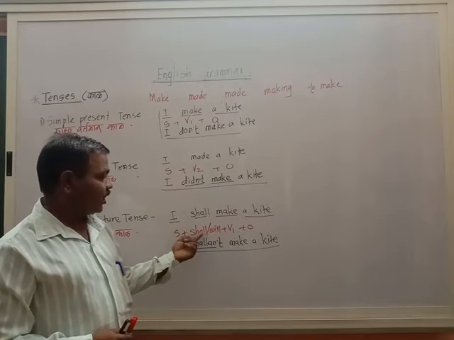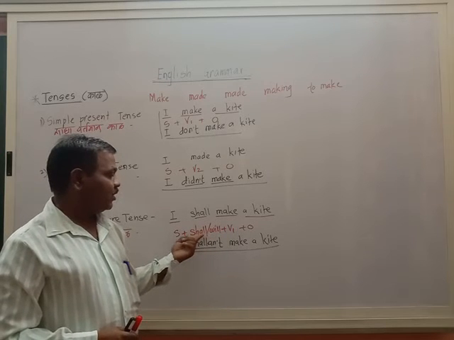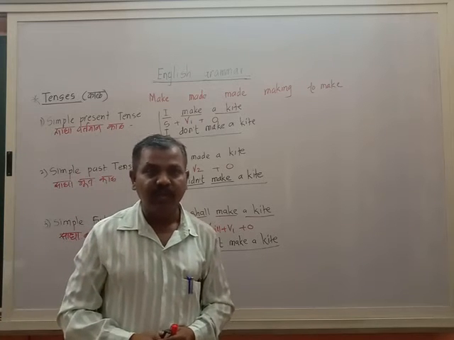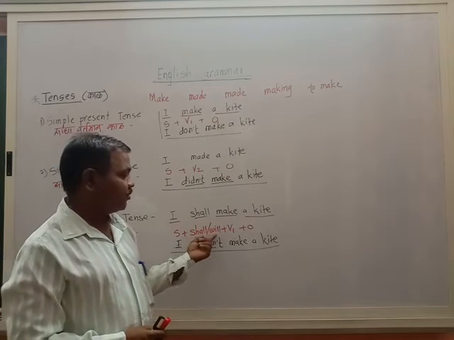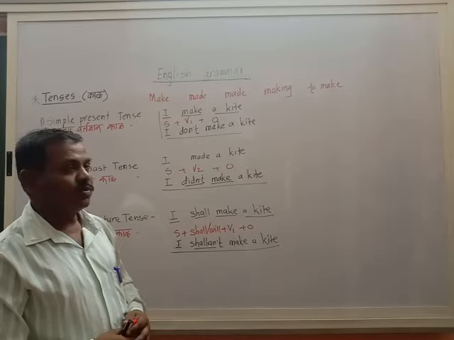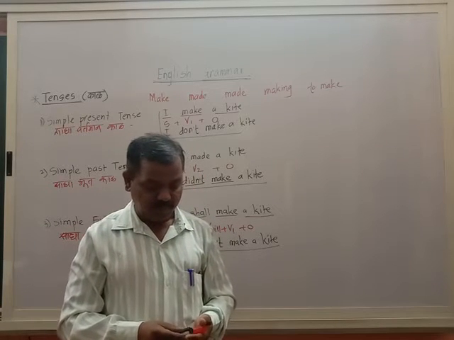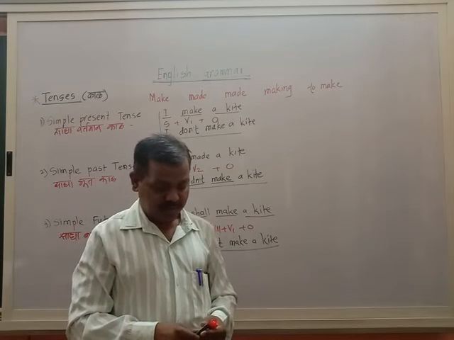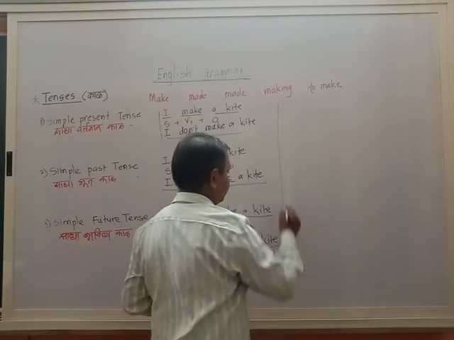Here subject plus shall or will plus V1 plus object. So this chart is also there, shall and will. I shall, we shall, you will, he will, she will, it will, they will. Means sometimes shall and sometimes will. You have to practice this chart also. So like that you have to continue with many more examples. I am going to give here in the next part for your practice.